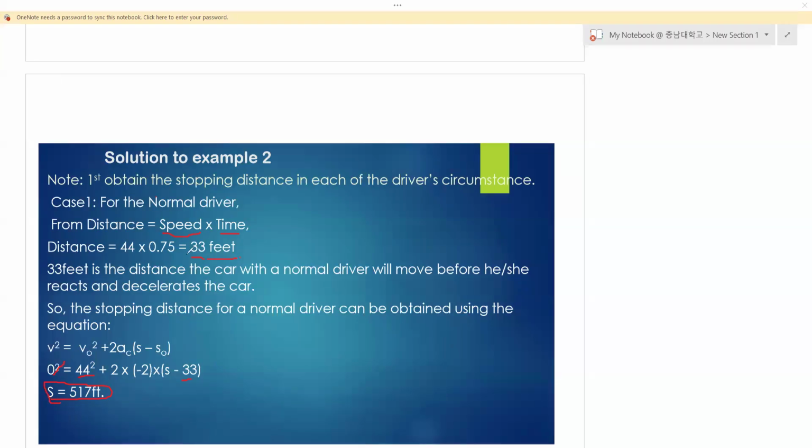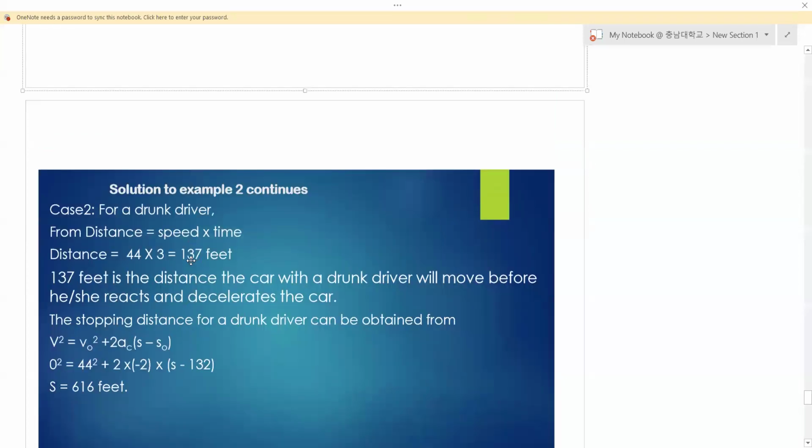So now let's look at the drunk driver. For a drunk driver, first of all, we need to find the initial distance, that means the distance that person should have covered before applying the brakes, or during the reaction. We have the speed, which is 44, and the time of reaction was 3. So the distance that person should have covered before applying the brakes would be 137 feet.